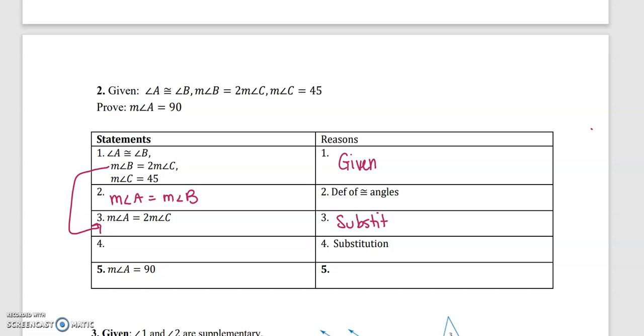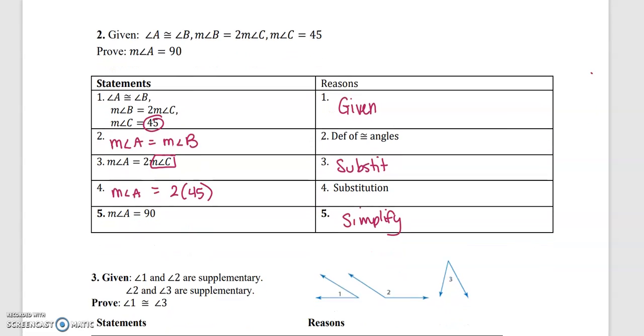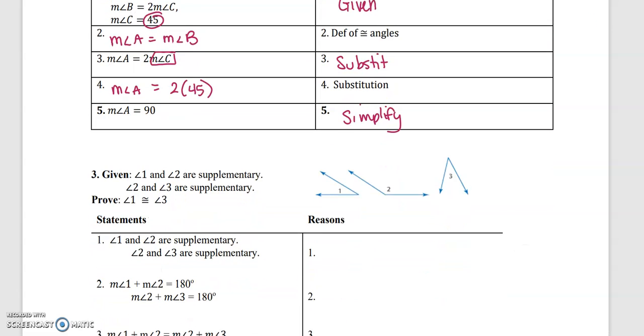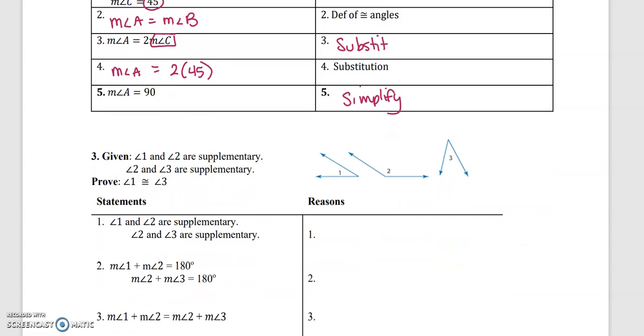Then it says to use substitution again. The only thing left is that the measure of angle C is 45, so I'm going to replace the measure of angle C with 45. Then notice they're just simplifying for that last one to get to 92 times 45. It is not multiplication because you're not doing it on both sides.